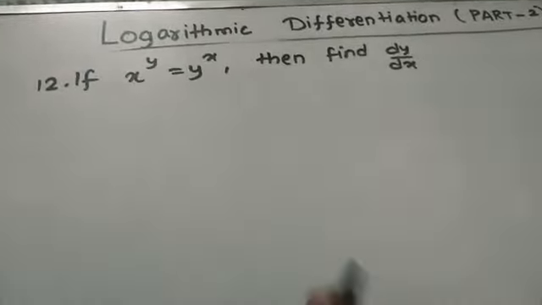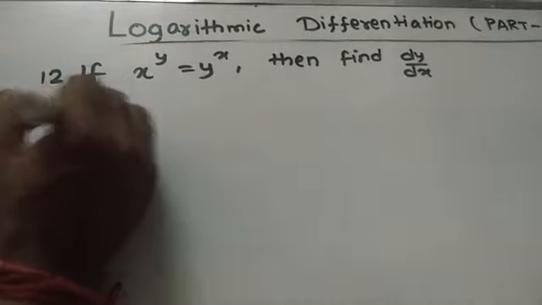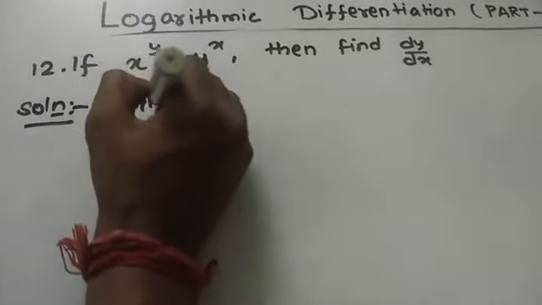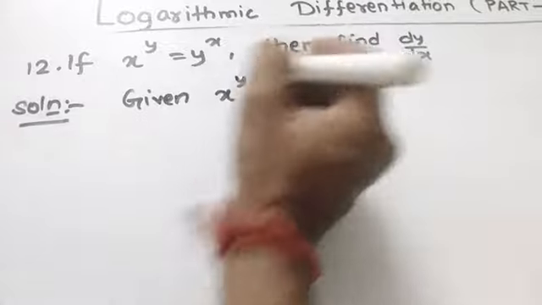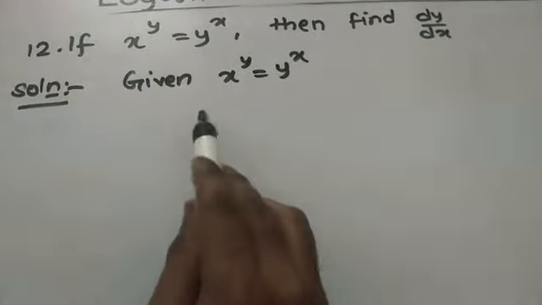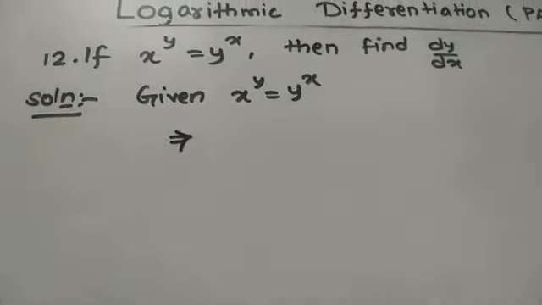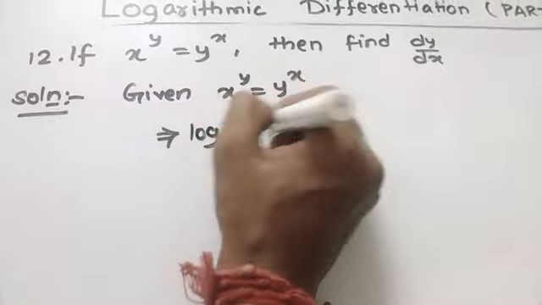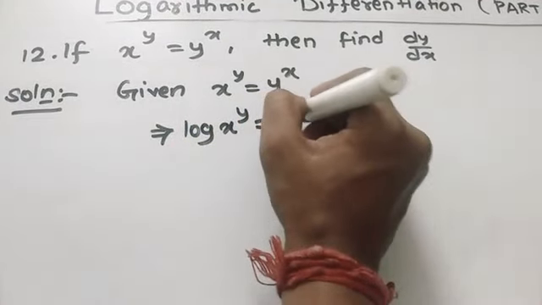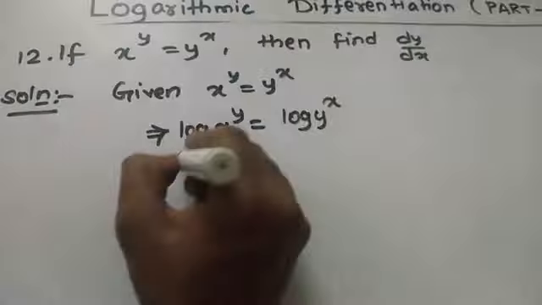Simply take the log, you will find your dy by dx. Let's start. Given x to the power y equals to y to the power x, then you have to write this line, taking logarithm both sides with base e. I'm not writing it, just for the space, but you have to mention that line. So just taking log both sides. Now by the log property, the power comes in front.